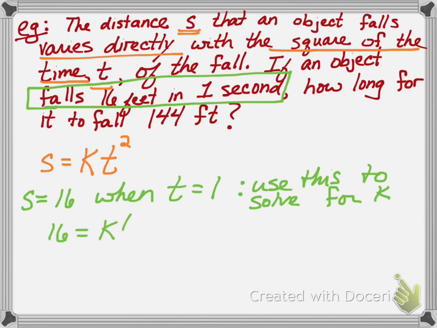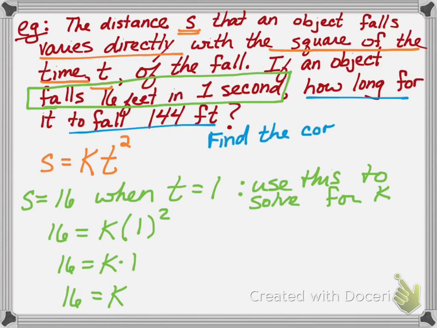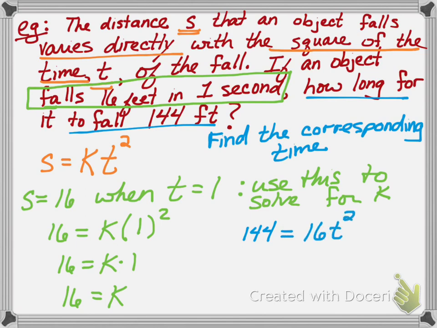We get 16 equals k times 1 squared. 1 squared equals 1, and k times 1 just equals k. So we find out that 16 is the value of k. And now the last question is, how long does it take for the object to fall 144 feet? We need to find the time when s, the distance, is 144. So we set up an equation, 144 equals 16 times t squared, because distance varies directly with the square of time.